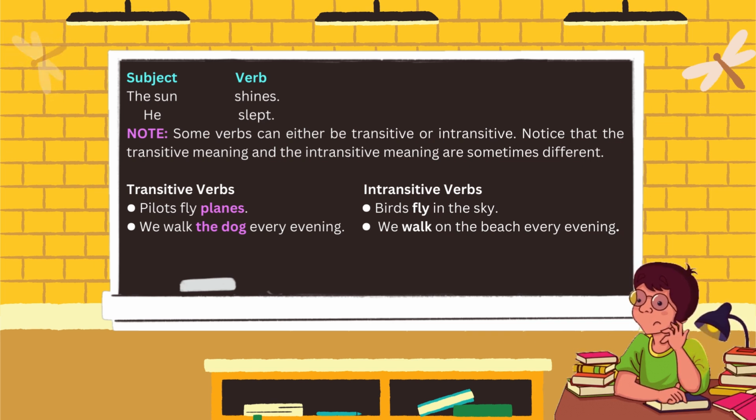Note. Some verbs can either be transitive or intransitive. Notice that the transitive meaning and the intransitive meaning are sometimes different. Pilots fly planes. Transitive verbs. Birds fly in the sky. Intransitive verbs. We walk the dog every evening. Transitive verbs. We walk on the beach every evening. Intransitive verbs.